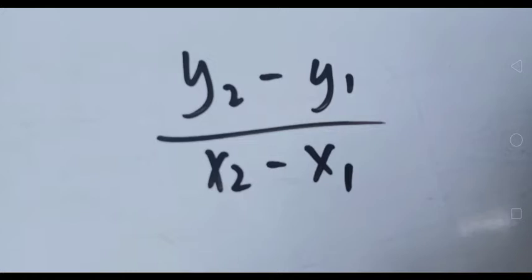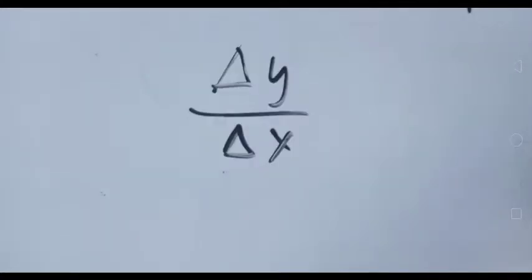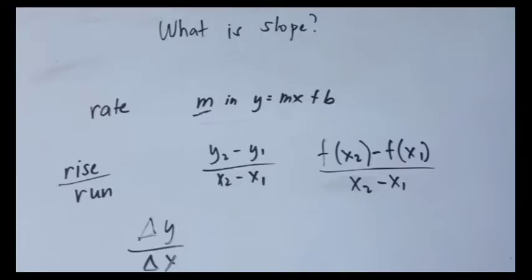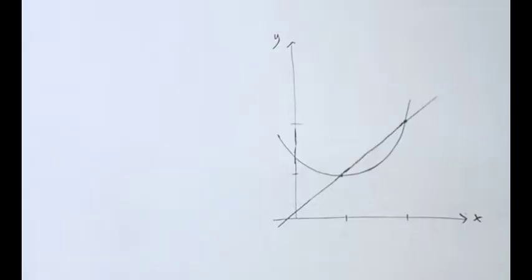And slope can also be written as y sub 2 minus y sub 1 over x sub 2 minus x sub 1. And it is also defined as the change in y with respect to x. And lastly, we can also write it as f of x sub 2 minus f of x sub 1 over x sub 2 minus x sub 1. So these are the definitions of the slope. So let us see the connectivity of the derivative to the slope.